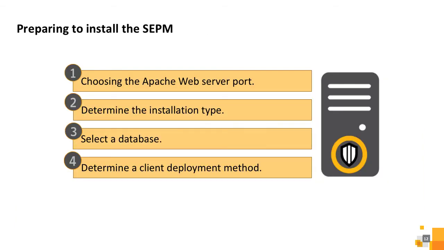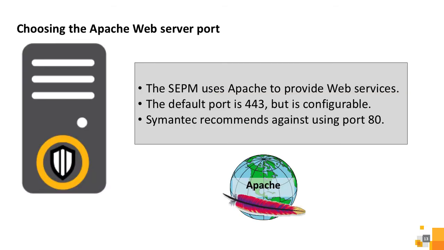In addition to preparing your hardware and operating system, you need to know the following. The SEPM uses Apache to install web services. The number of clients supported by the SEPM. Your database settings for embedded or MS SQL, and deploying clients. The SEPM requires the use of a website. SEP 14 installs an Apache web server that listens by default on port 443. You can change the port if necessary. Symantec recommends against using port 80 to avoid conflict when the server is shared by another application using that port, such as Internet Information Services.